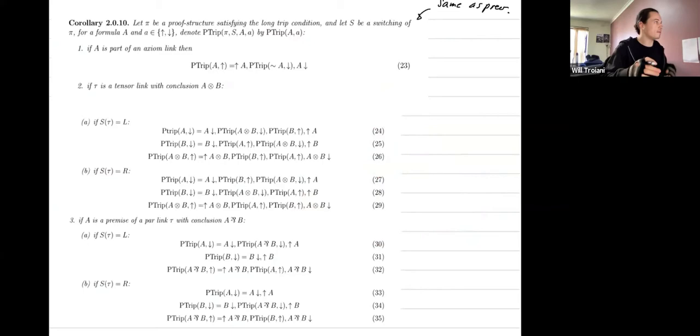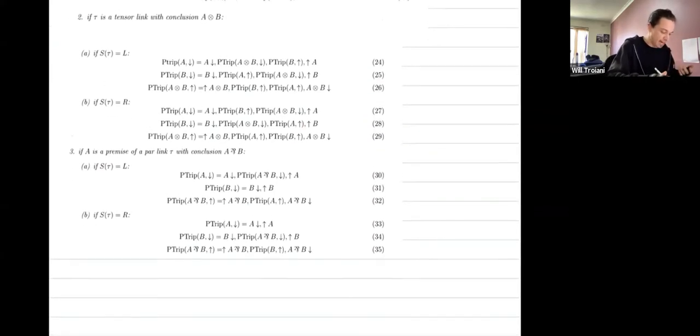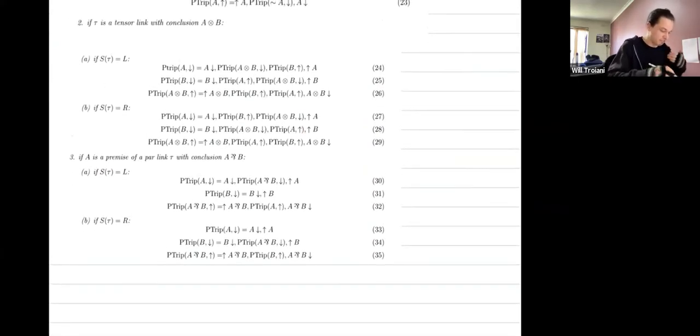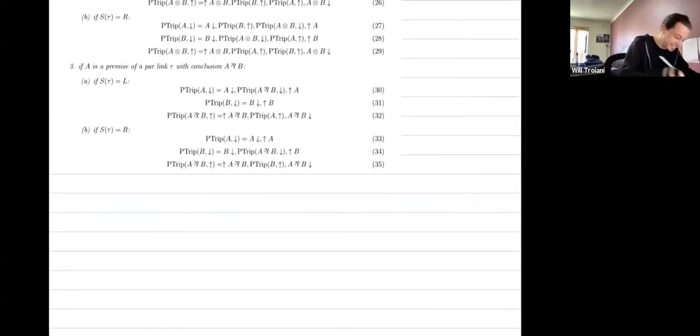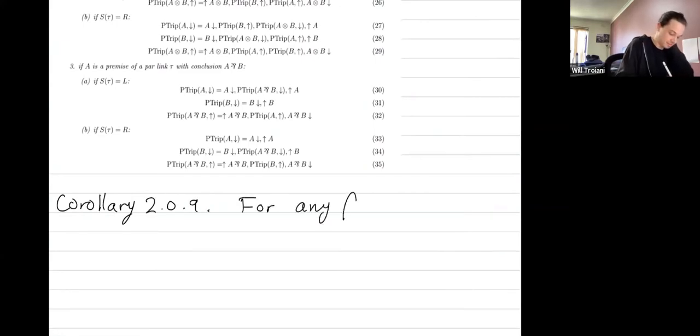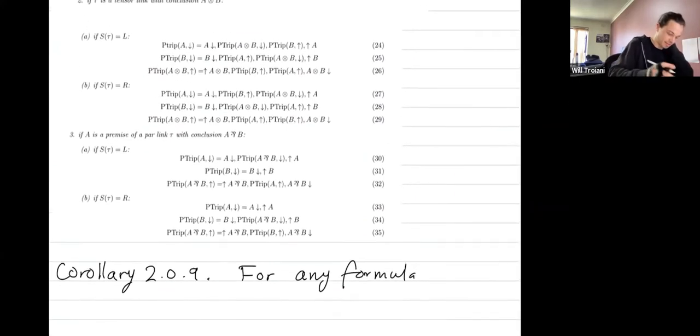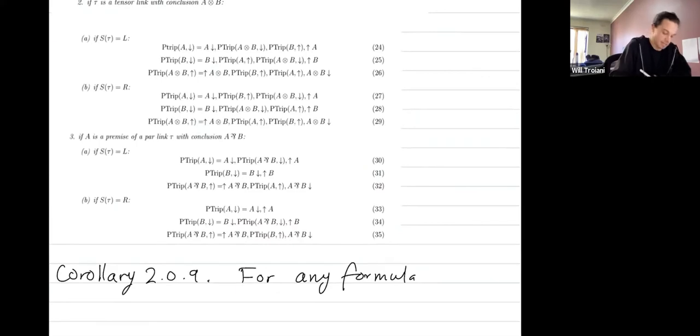The important fact, which is a corollary to this corollary, which might make this corollary easier to digest, is the following. So let me write this down, and then I'll look at both simultaneously. I'll try to keep that on the screen.